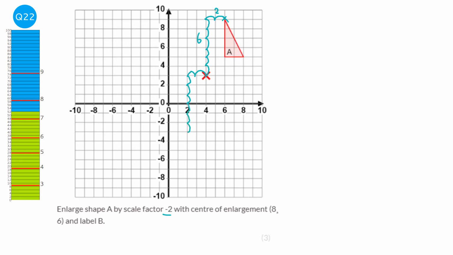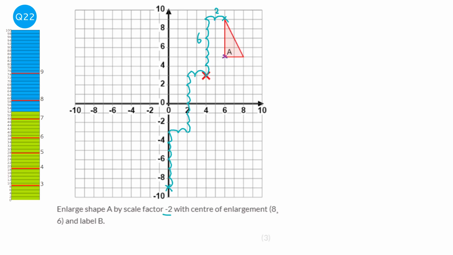And that would be a scale factor of -1 if I plotted that point. We're at -2, so we're going to go another 2, 1, 2, and another 6. 1, 2, 3, 4, 5, 6. So our new coordinate is down there.